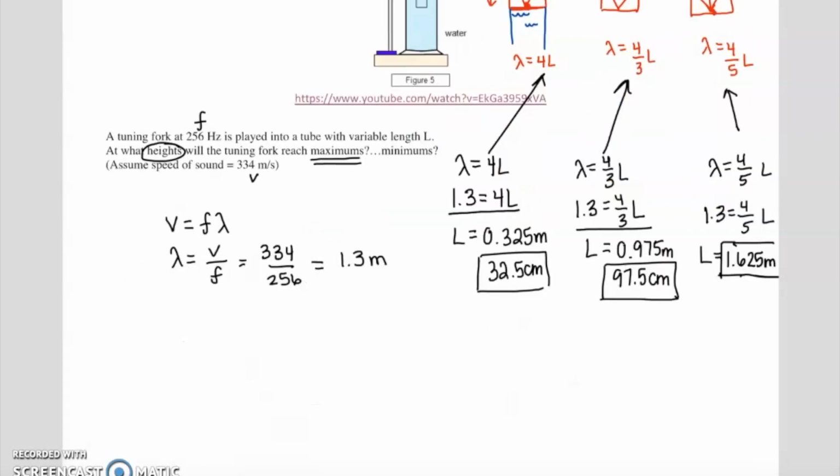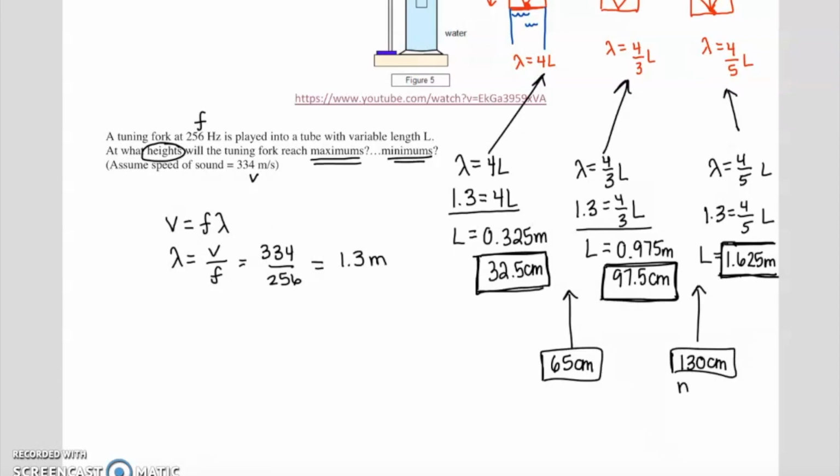I've repeated that same calculation for my last standing wave, my third harmonic, and I'm seeing that at any of these points, I would get standing waves. I would get that nice, full, maximum sound. This question also asks us to find the minimums, though. We know the minimums are simply going to be in between these frequencies. So that turns out to be 65 centimeters and 130 centimeters. These would be our minimums.